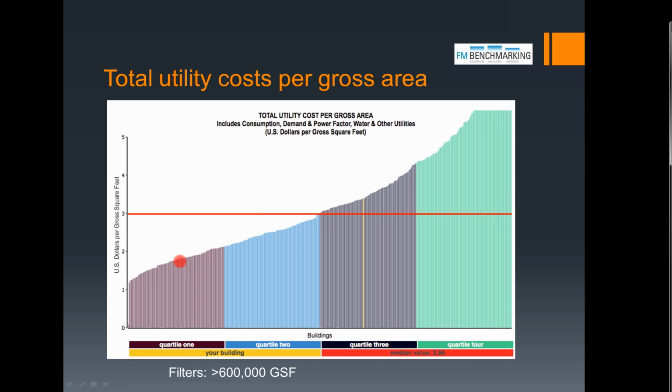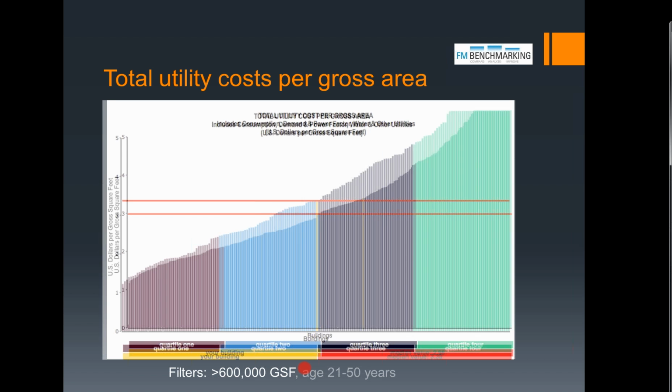And then down at the very bottom of the chart, we've got an example. In this example, we've turned on one filter so far, and that's our building's rather large. I don't recall. I think it's in the 800,000 square foot range. So we've got only buildings that are 600,000 and up are shown on this particular chart. So, next slide.